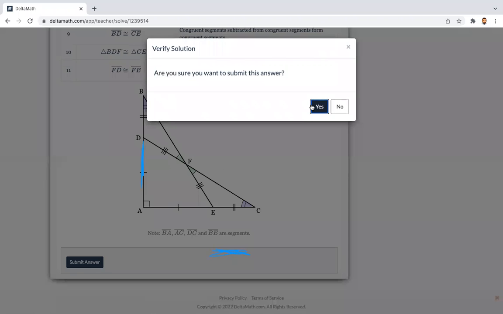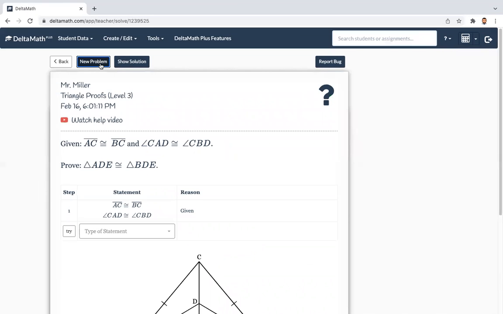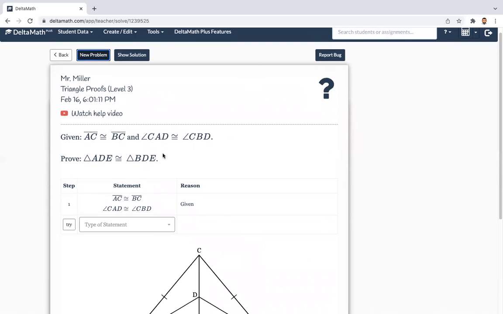Success, submit my answer, clear my diagram. Let's shoot on into the next one. Let's check my timer. Where are we at? 9:55. Okay, what is this, number 4?